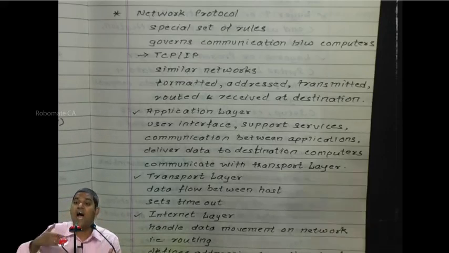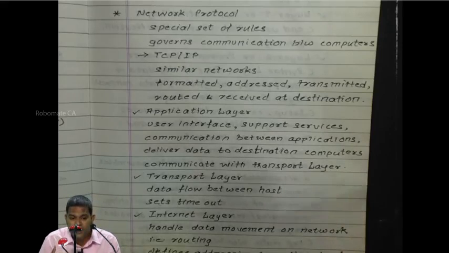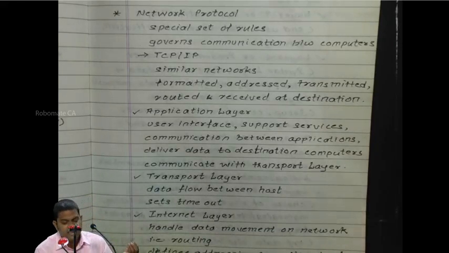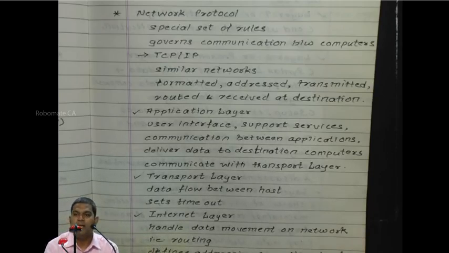User interface means how the user will communicate with a computer. It is about the support service. Support service means there are various applications required by a user. Like emailing is one application, downloading is one application, playing online game is one application, communication online is one of the applications. So what application is required by the user? This rendering of service will be seen by the application layer.